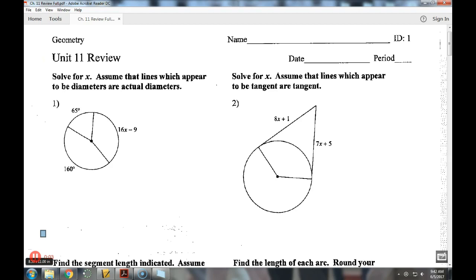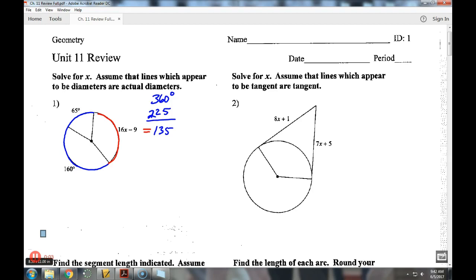All right, number one, solve for x. So we're talking about arc measure here. The big thing to know is that circles are 360 degrees. Since I already have two of the arcs, I add those up. I have 225, and when I subtract that, I'm left with 135 degrees. So the missing arc, which they say is 16x minus 9, is really equal to 135.